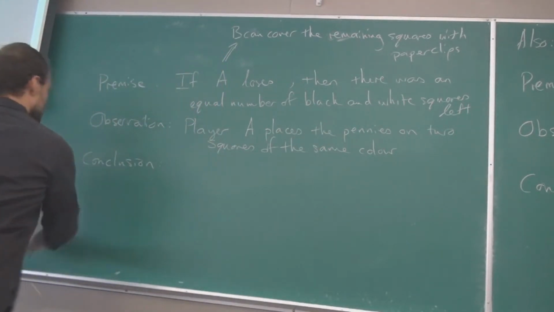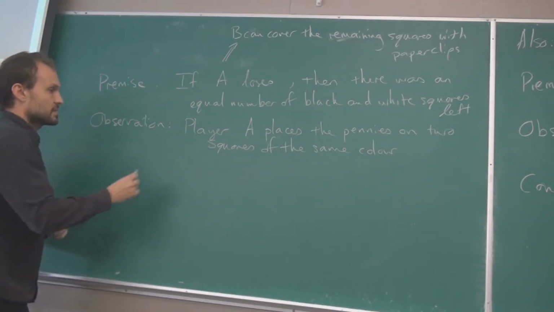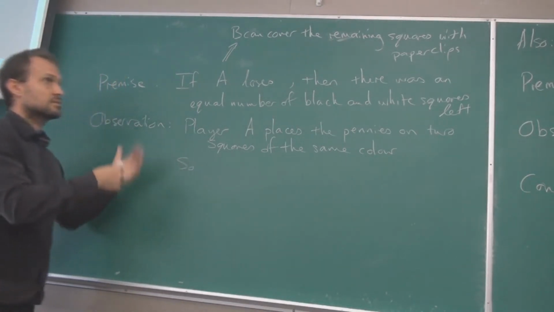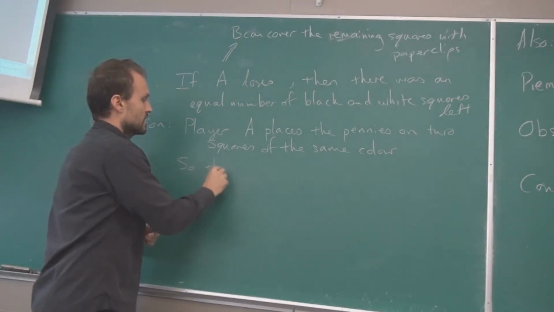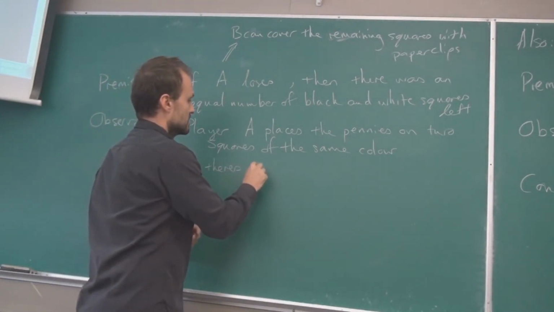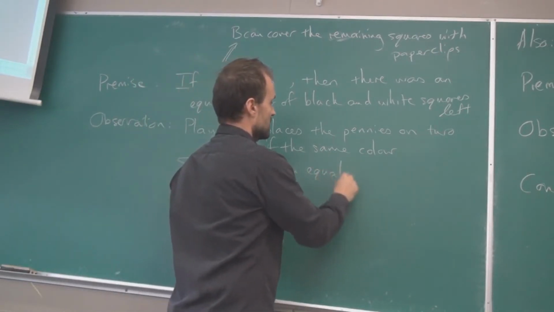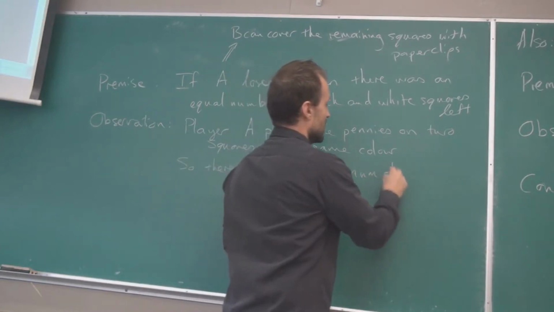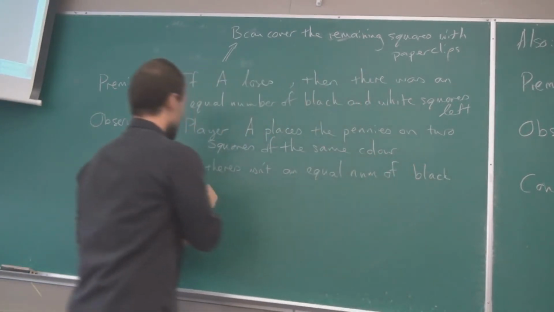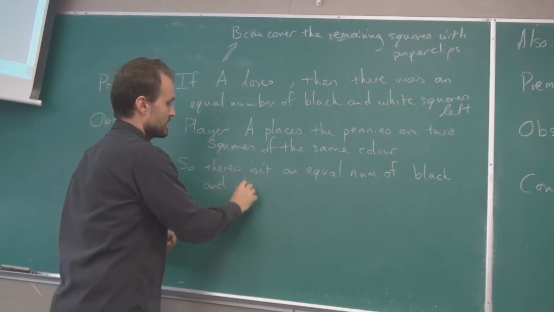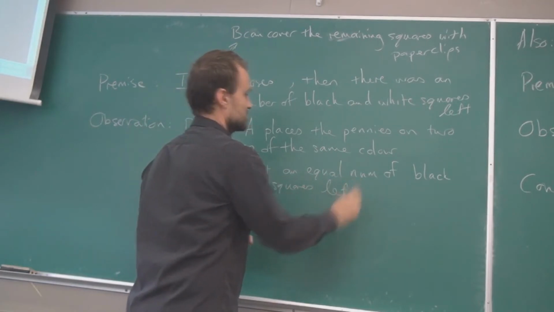Let's squeeze it in here, actually. Because the observation could be multiple things, multiple sentences, depending on the complexity of the argument. So, there isn't an equal number of black and white squares left.